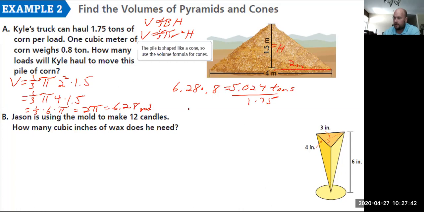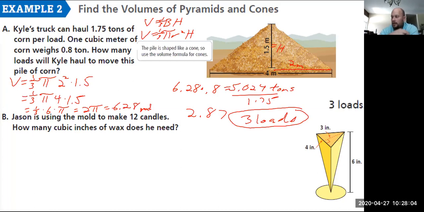Now, how many loads does he need to take? Well, he can't take a partial load. It's either you're running a round trip with that truck or not. So it's going to take him a total of 3 loads. So again, correct answer there was 3.